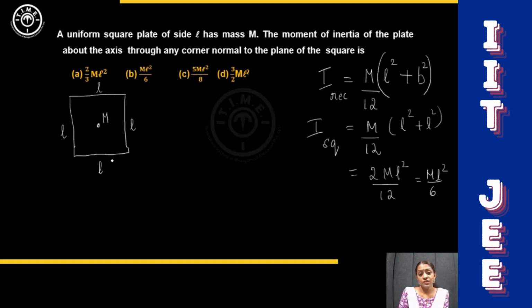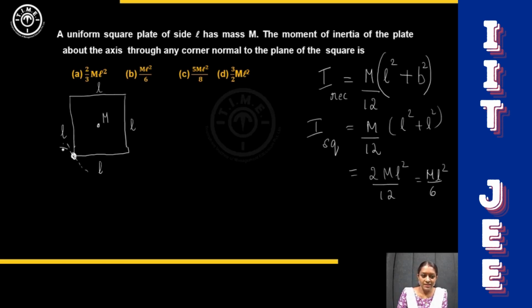Now, we are asked to find the moment of inertia of the square plate when it is rotating about an axis through any corner. So, let us consider a corner of the square. We are considering an axis passing through this corner and the axis should be normal to the plane of the square. Okay. You have to keep it in mind.